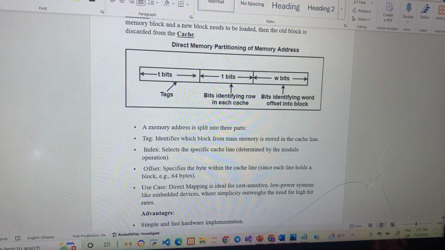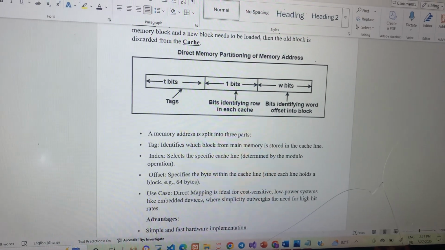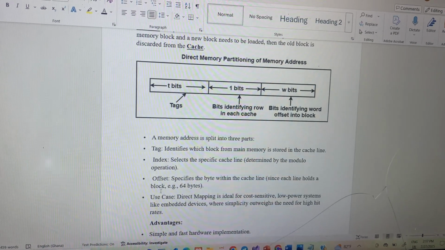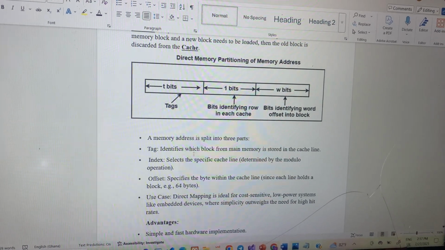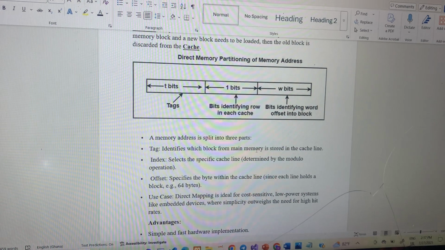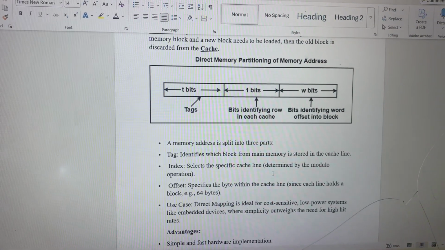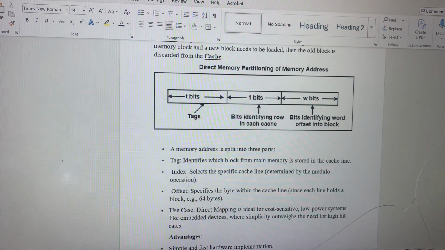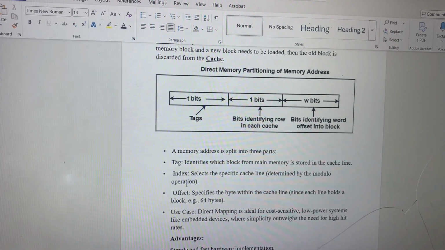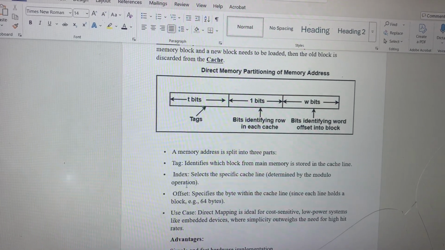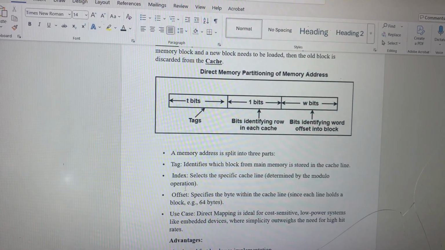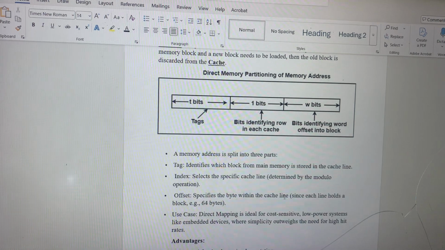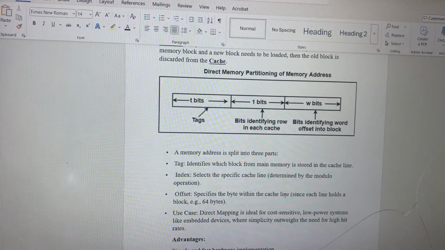The memory address is split into three parts, namely the tag, the index, and the offset. The tag is used to identify which block from the main memory is stored in the cache line. The index selects the specific cache line, determined by the modulo operation. The offset specifies the byte within the cache line, since each line holds a block.